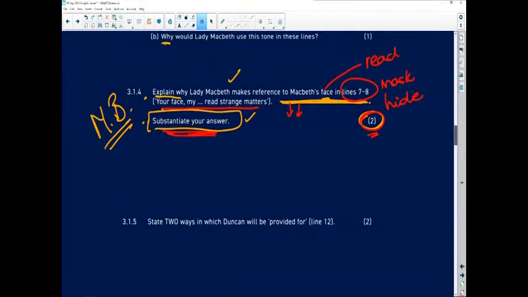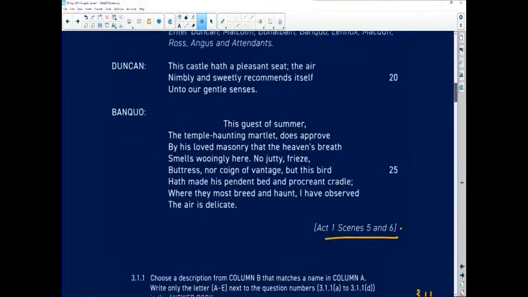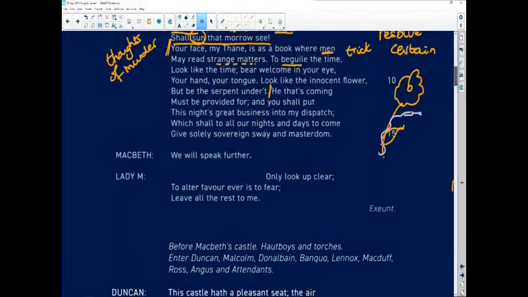All right. 2 ways in which he'll be provided for. Let's go back to the text. There are some lines that Lady Macbeth says that I find give me a chill. He that's coming must be provided for. Right. Who is coming? Duncan. He is coming tonight. He is the king.